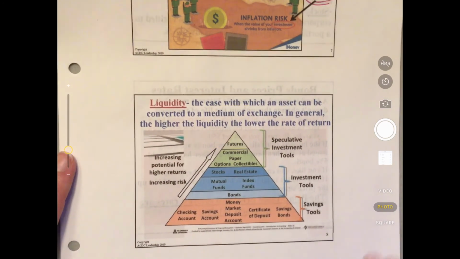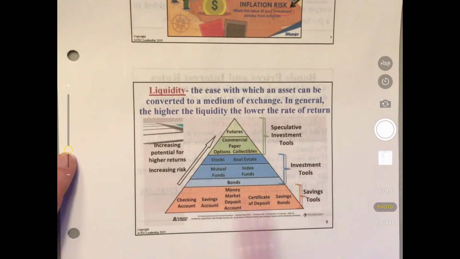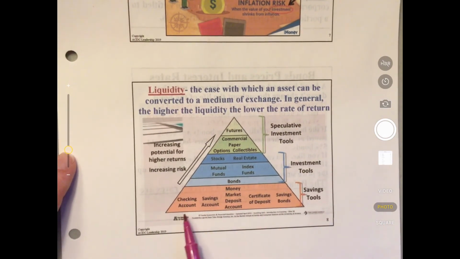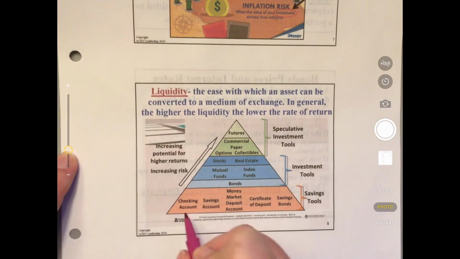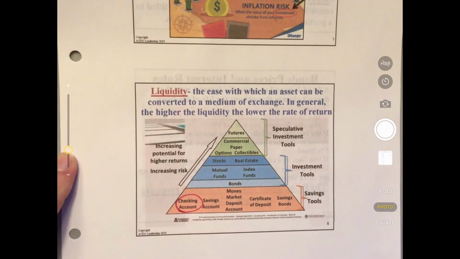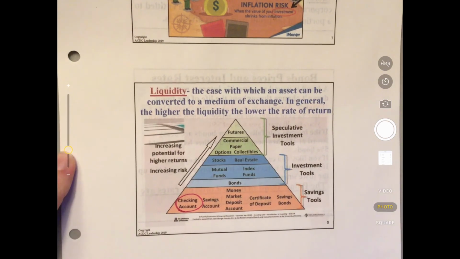So let's look at our most liquid assets. Those are going to be down here. Well, do you have access to your checking account? Yes, you do. So that is a very liquid asset. If I wanted, I could go to the bank tomorrow and take out all of my money and actually have that. So that's very liquid. Think of water, just very runny.